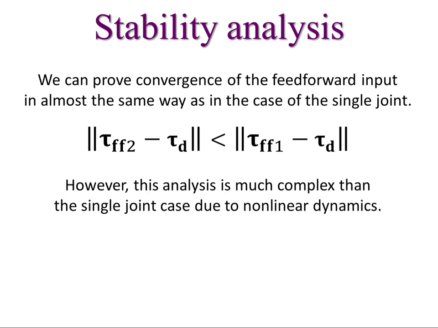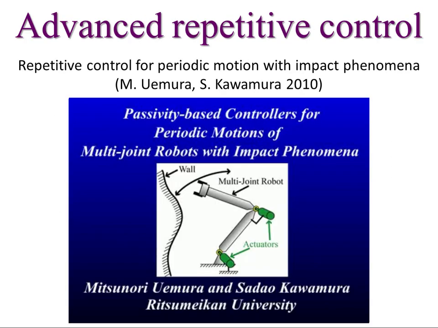If you encounter a situation where you use iterative learning or repetitive control, let's learn to handle the nonlinearities after understanding the stability analysis for the single-joint robot case in detail. That concludes our introduction to iterative learning and repetitive control. Finally, I would like to introduce two advanced repetitive control methods.